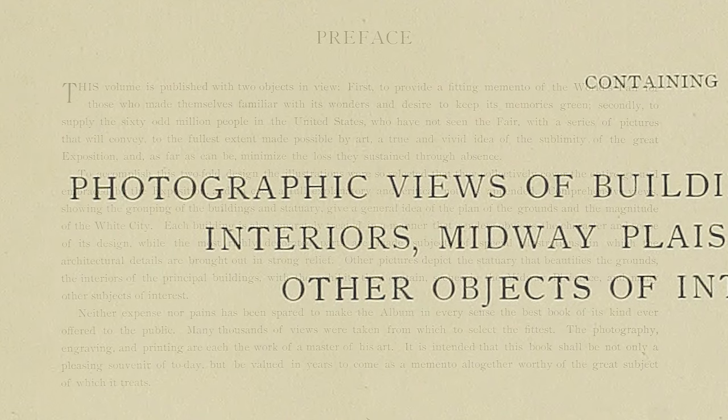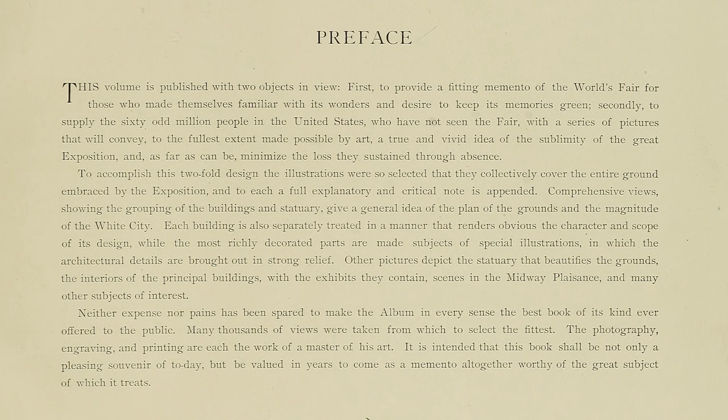So a quick look at the preface too of this last book we just mentioned, as there are details that I feel are relevant. It is this constant mixing of mediums. We are initially told that these are photographic views in all three books, actually. Yet here, we read statements such as, "to accomplish this twofold design, the illustrations were so selected. Each building is also separately treated in a manner that renders obvious the character and scope of its design," which, in my opinion, is a complete nod to masking. "Many thousands of views were taken from which to select the fittest."